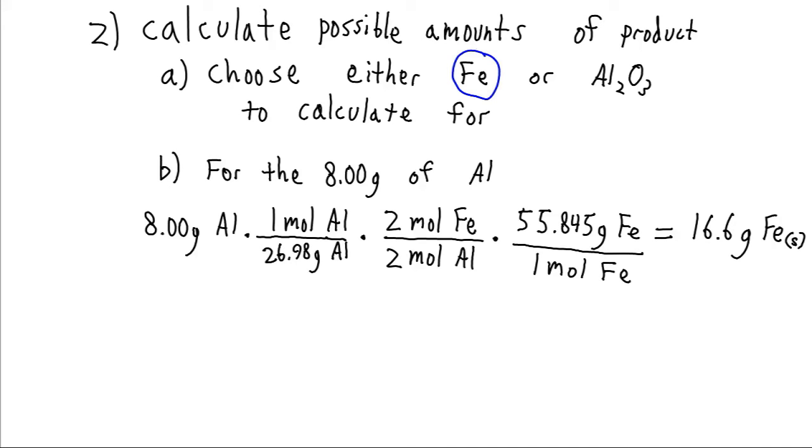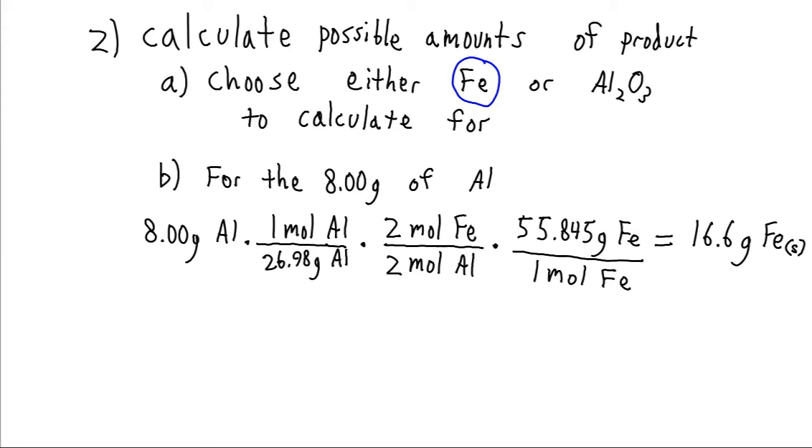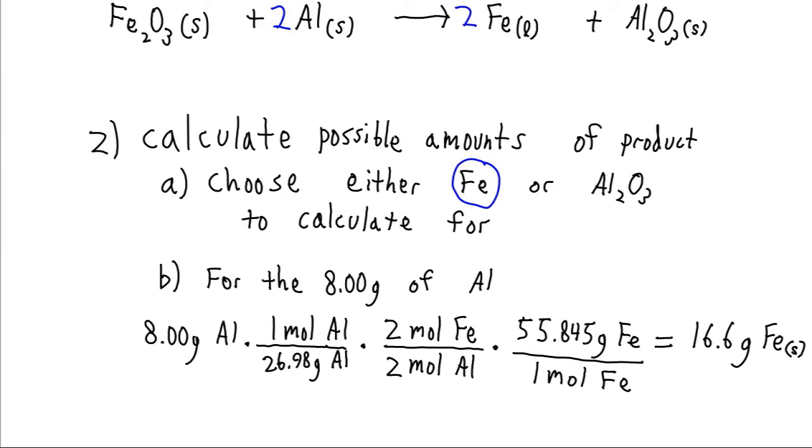Well, for our aluminum, take our 8 grams of aluminum and divide by the molecular weight from the periodic table to get into moles of aluminum. Now let's look back at our reaction equation. Our reaction equation said that for every 2 moles of aluminum, we would get back 2 moles of iron. So we'll include that ratio to convert from moles of aluminum into moles of iron.